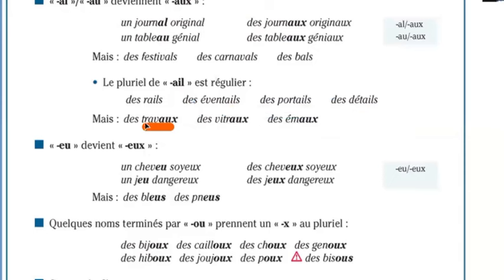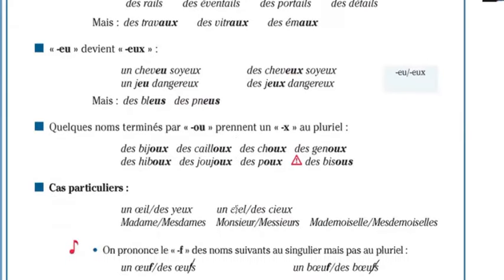Now, when words end in EU, for example, it becomes EUX. Example is un cheveu become des cheveux. Un jeu become des jeux. See, it becomes EUX. But there are also exceptions, and I love these two. Very important. We have bleu, that's for color. Pneu, that's for the tire of a vehicle. So note those exceptions. They are important, especially if you're preparing for exams, maybe a professional exam. You will need this knowledge.